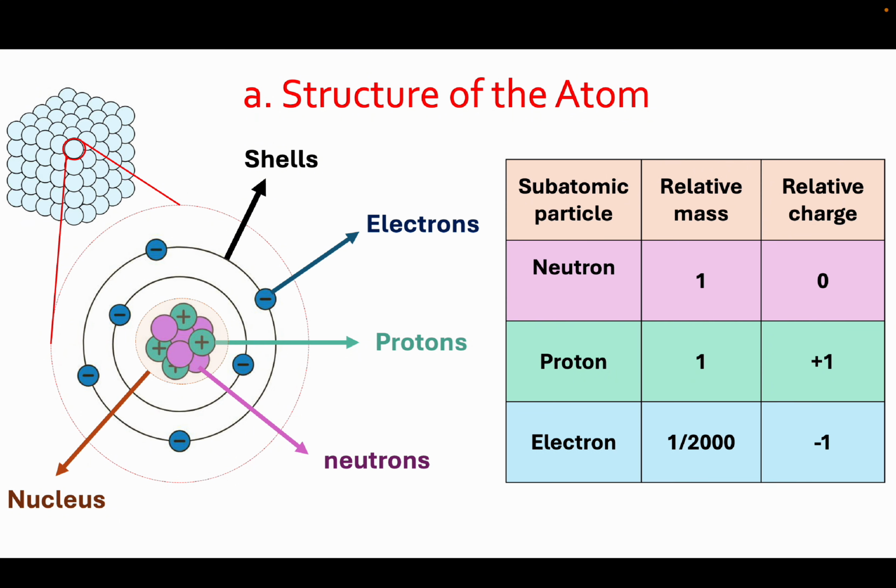You need to know this table where it tells you the relative mass and the relative charges of each one. Neutrons are neutral, meaning they have no charge. Protons have a +1 charge, P for proton, P for positive. Electrons are negatively charged, so -1. When it comes to the mass, protons and neutrons have the same mass, which is 1, and electrons are many times smaller, 1/2000. Electrons are the smallest of all three.